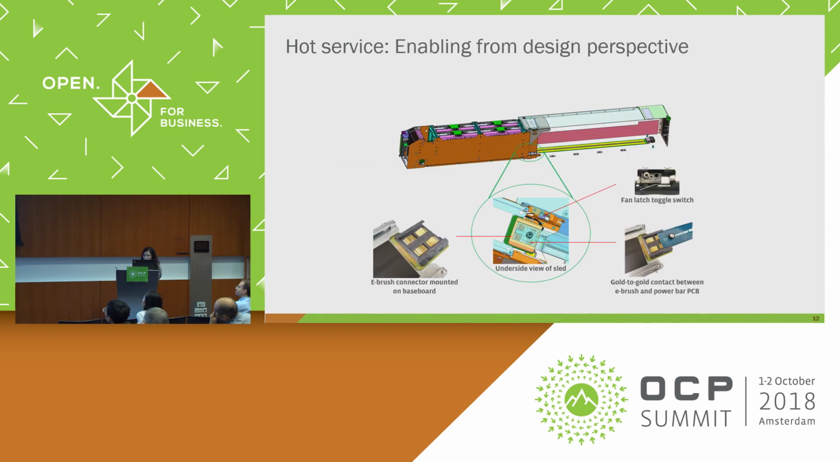How do we achieve that? If you see, we actually have the power bar together with the e-brush underneath the server. When you pull up, all the power is connected, and this is so in the middle. This is a 3D CAD to indicate what the e-brush connector looks like, and we also have Yosemite V2 in our booth. You can have a detailed look at how it works.